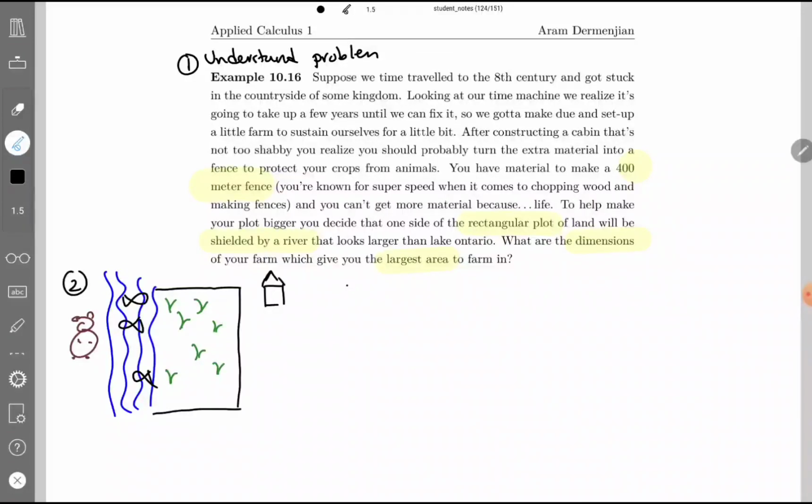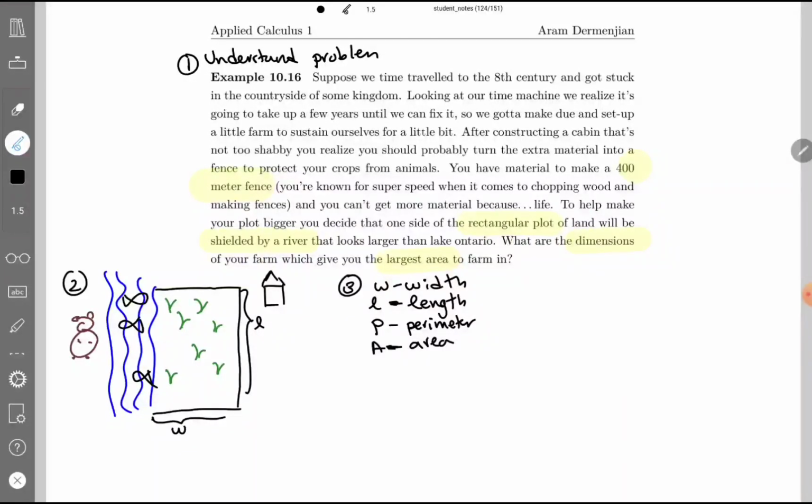Next, we're going to introduce notation. So one thing we'll have is we'll make one side width, one side length. So W is width, L is length. P will be perimeter. A will be area. And I think that's all we need. That should be okay.